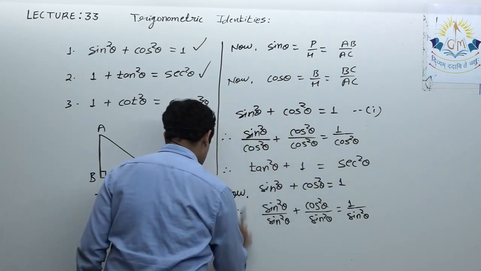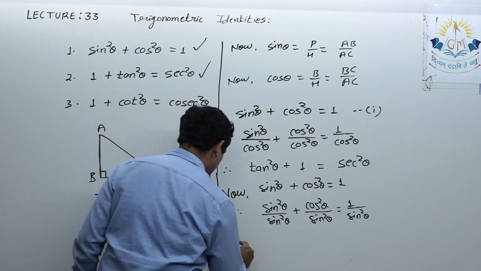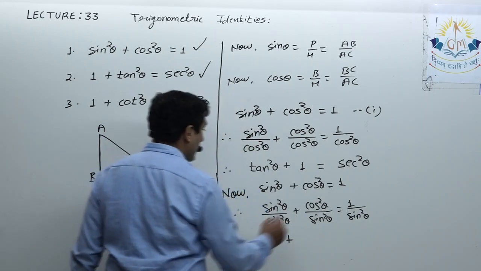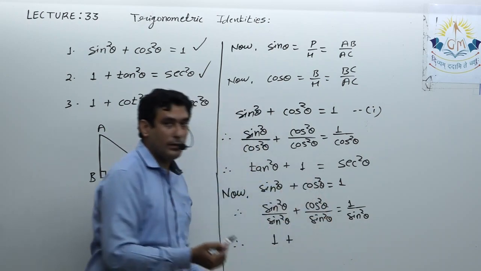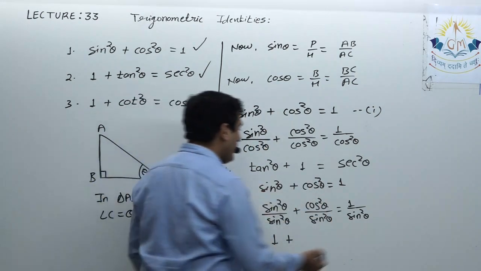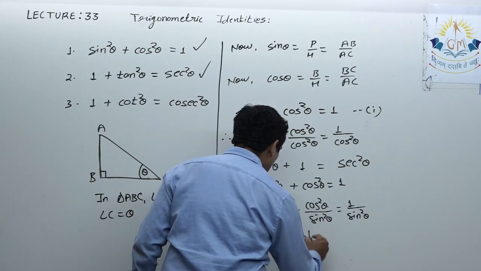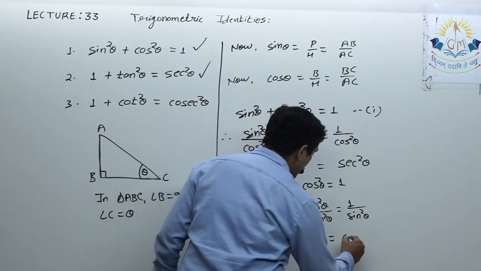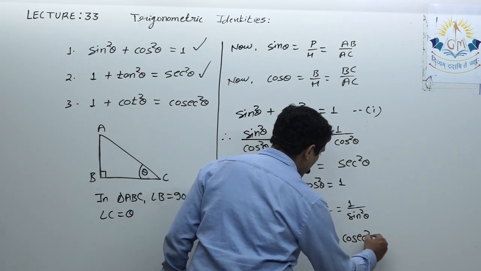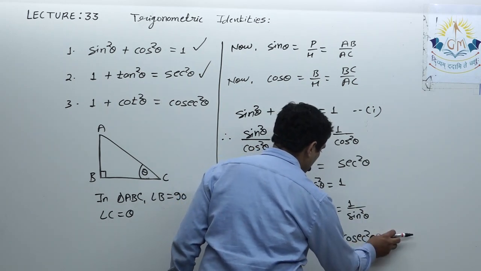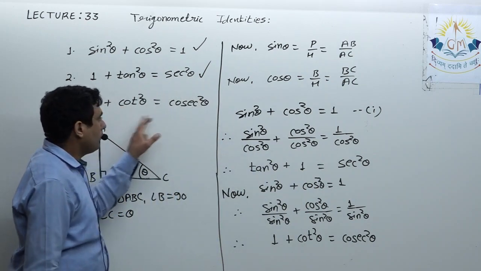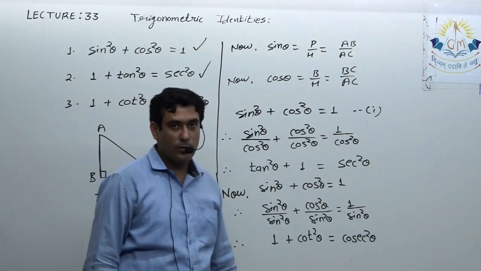So now sin square theta upon sin square theta is 1. Cos upon sin is cot, so cos square upon sin square is cot square theta, and 1 upon sin square theta is cosec square theta. So this is the third identity: 1 plus cot square theta is equal to cosec square theta.